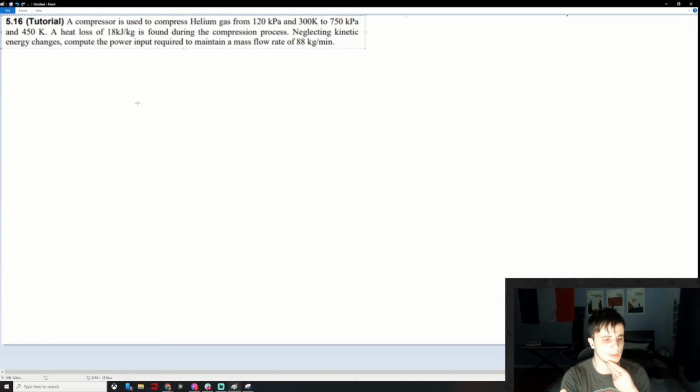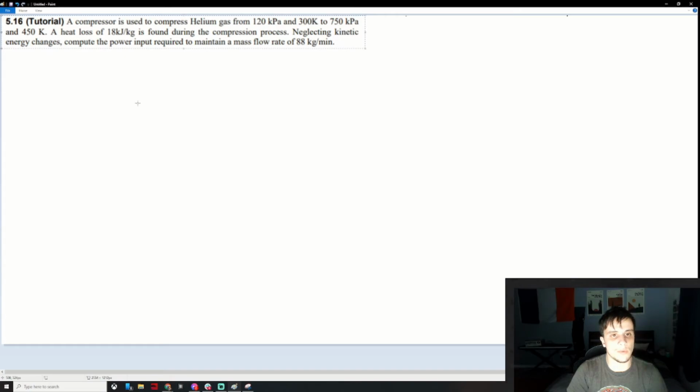I don't think you can. Actually, no, you could. If you change temperature, you don't have to change the volume. But in this case, it's a compressor. They do it physically, and so most of the time with compressors, you have to assume that there's work. A heat loss of 18 kilojoules per kilogram. So Q is not equal to 0. We don't have an adiabatic process. It is found during the compression process, neglecting kinetic energy changes and probably also potential energy changes.